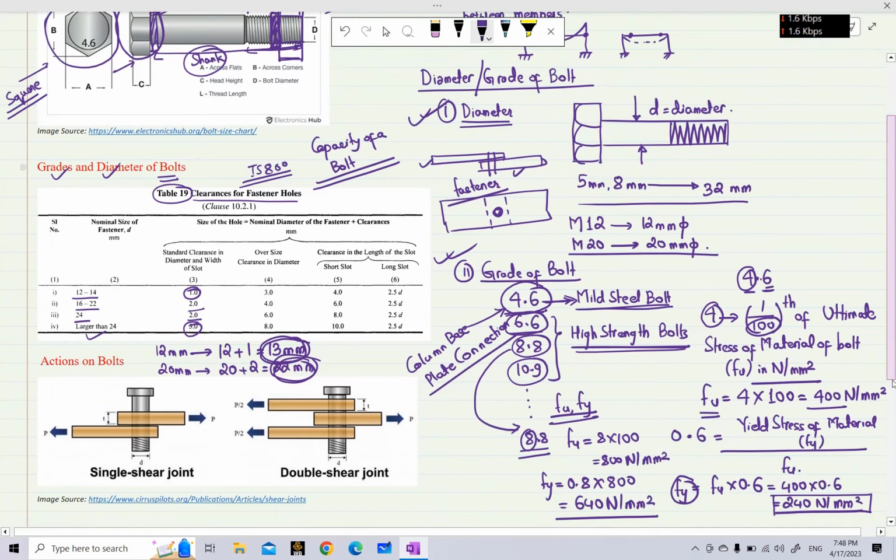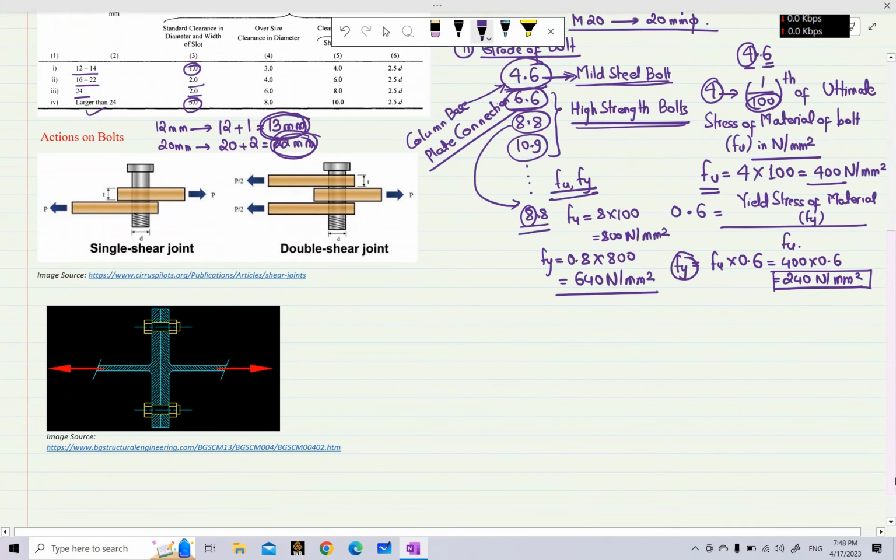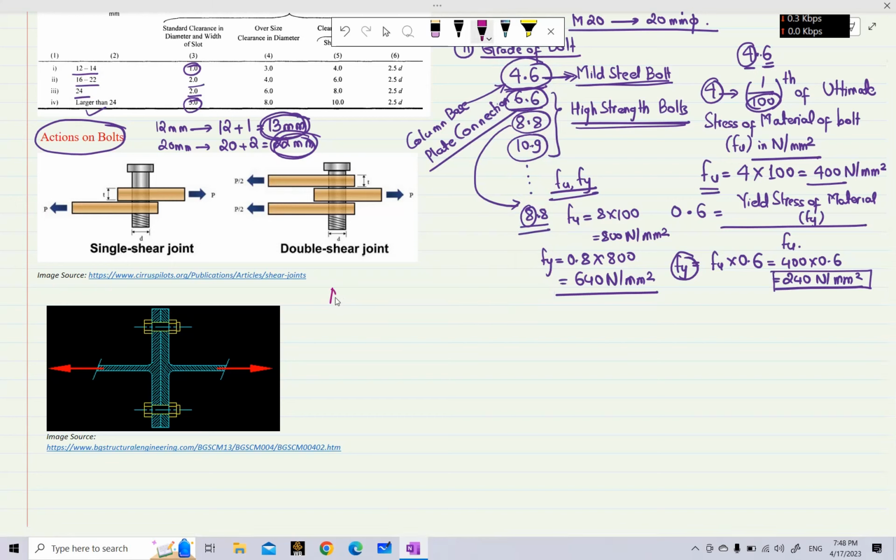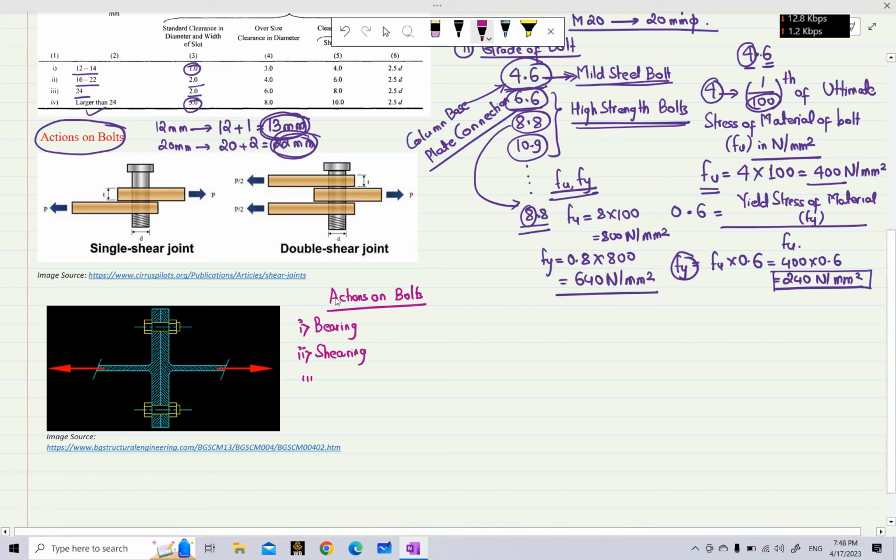So after discussing this, now let us come to one very important part. What are the actions on bolts? Action on bolt means what are the forces that may come onto the bolts. So there are three major actions that will come into a bolt. One is the bearing action, another is the shearing action, and another is the tension force on the bolts. So these are the three main actions that come on the bolt.